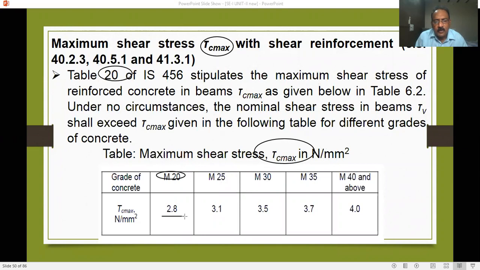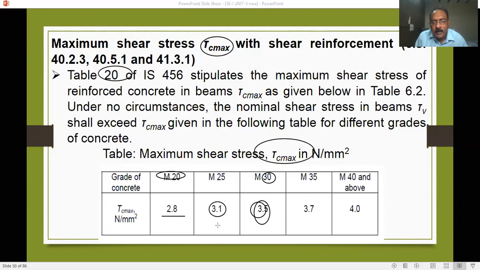Whenever I ask you what is the maximum shear stress, tau c max for M20, 2.8 Newton per mm square. What is the maximum shear stress for M25? You must remember this, 3.1 Newton per mm square. Here it increases by 0.3. You have to remember, there is a technique. And if I ask you, what is the tau c max for M30 grade of concrete? Immediately you have to say, 3.5 Newton per mm square.